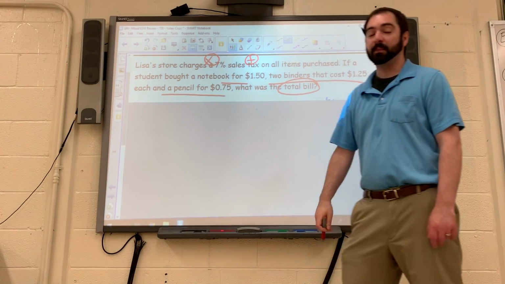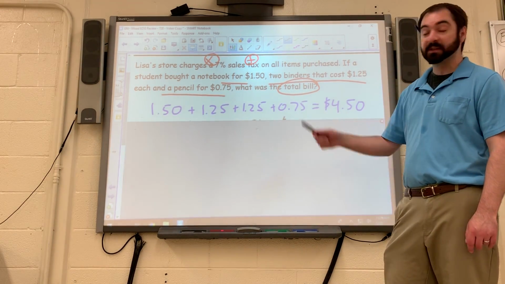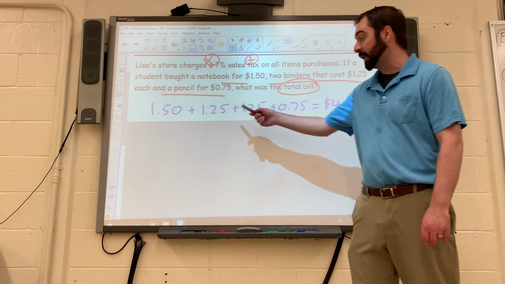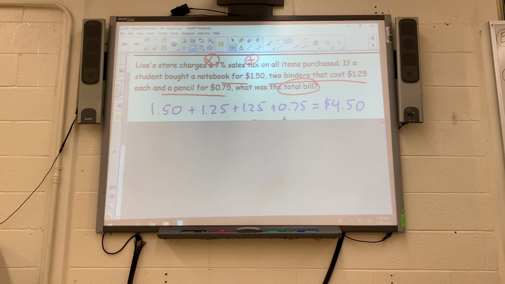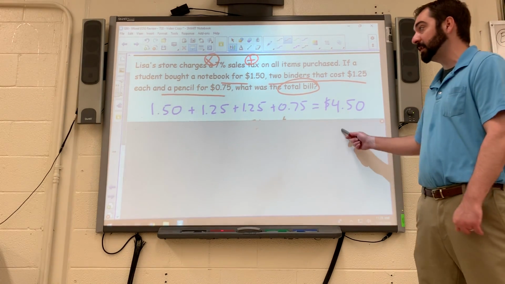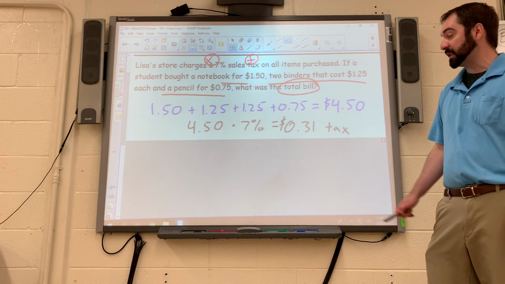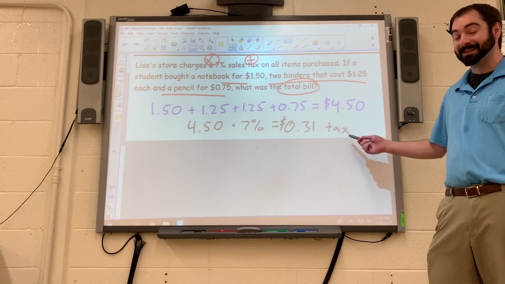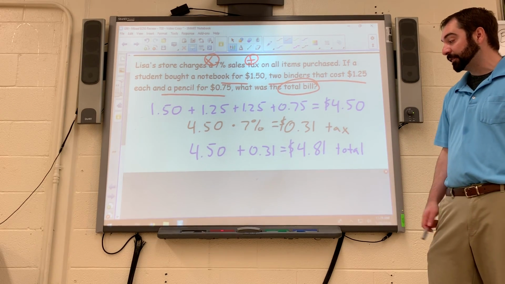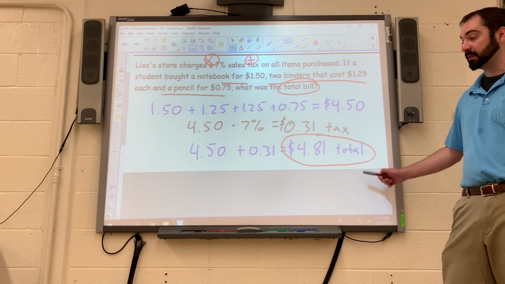So just kind of going through that problem, thinking about what strategies do I have to use. First thing, I have to add up my subtotal. So $1.50 plus $1.25, another $1.25 and 75 cents means that they spent $4.50. They were charged 7% on that $4.50 purchase, meaning they were charged $0.31 or 31 cents in tax. Tax is an additional fee, meaning they would have spent a grand total of $4.81.